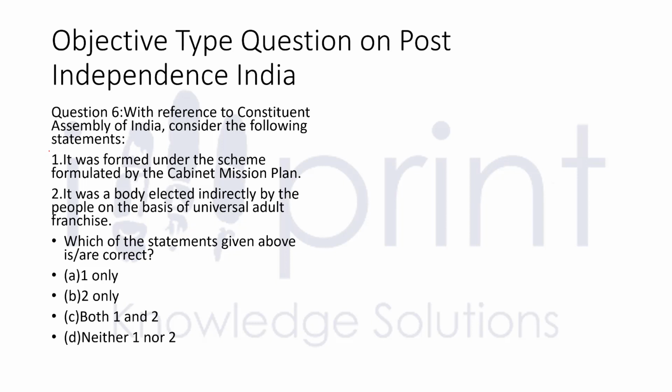It says, with reference to the Constituent Assembly of India, consider the following statements. Now, everybody knows the Constituent Assembly of India was formulated under the Cabinet Mission Plan, and that was 1946. It was a body that was elected indirectly by the people on the basis of adult suffrage. No, adult suffrage or universal adult franchise was only given after the Constitution was adopted. If you remember the various topics that we have discussed in the national legacy as well as in the future chapters, you will realize that this is definitely wrong. So the only answer is 1 only, and the answer is A.